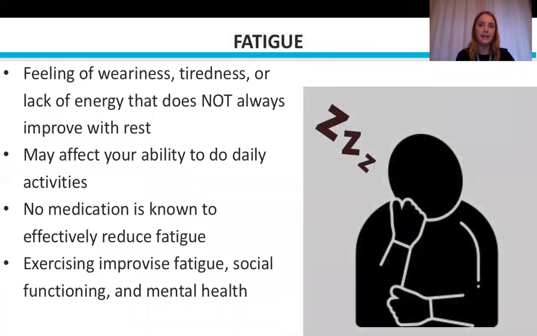And fatigue is common while on hormone treatment. It's seen in about 33 to 40% of men. It's a feeling of weariness, tiredness, or lack of energy that does not always improve with rest. And it can be considered one of the worst side effects of hormone treatment, as it can be so challenging to manage. Studies have shown that patients who exercise have less fatigue and mental health problems. So, another benefit of exercise.